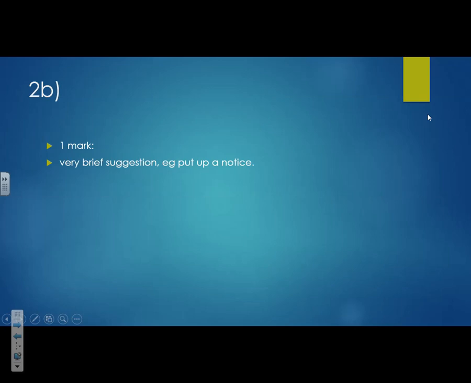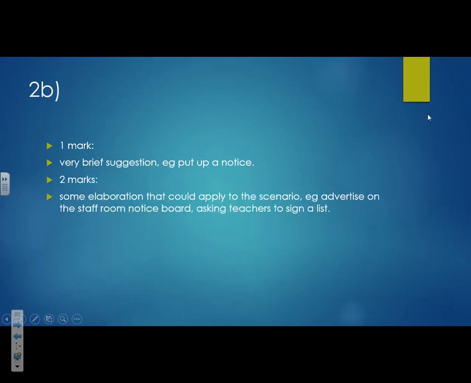There'd be 1 mark for a very, very brief suggestion. If you put up a post on social media, put up a notice with no elaboration, no detail, you'd think in class, I'd say tell me more, then 1 mark. If you have had some elaboration, so that could be applied to the scenario, such as advertise on the staff room notice board asking teachers to sign a list.